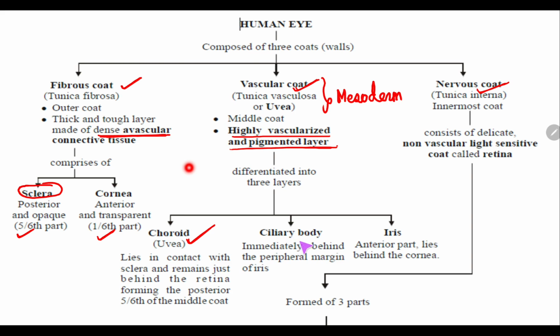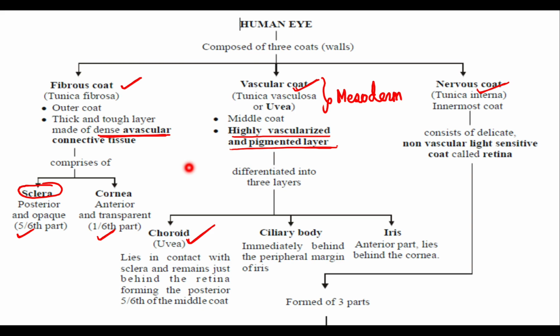And then we have ciliary body. The ciliary body controls the thickness of our eye lens. And then we have iris. This iris is behind the cornea actually. And this iris decides the color of our eye. And this iris has a pupil. The pupil dilates when light is dim, and the pupil constricts when light is bright.